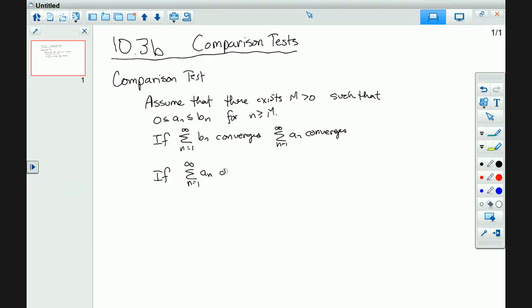If A sub n diverges, what do we know about B sub n? Anybody? A sub n is below, so if A sub n diverges, what has to happen to B sub n if it's above it? There we go. And so that's the comparison test.